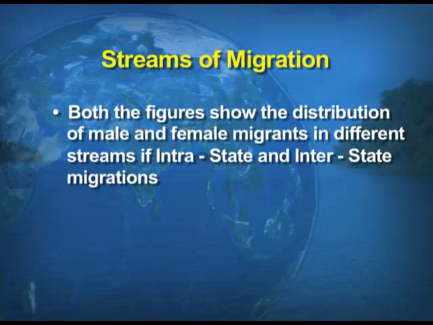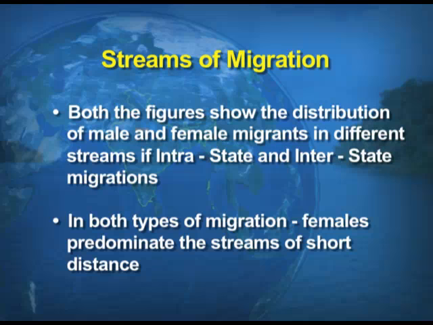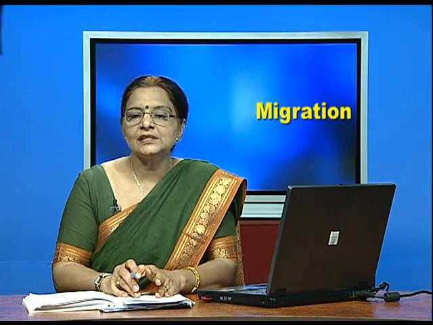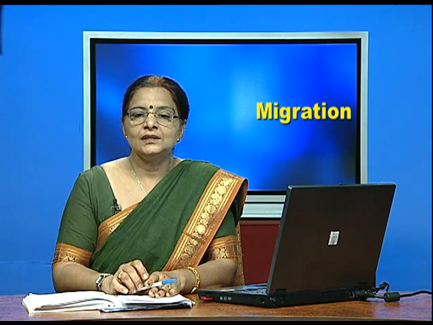Now, both the figures, as you have seen in the visuals, show the distribution of male and female migrants in the different streams of intrastate and interstate migration. And children, I have made it clear to you what is intrastate, that is within the state, and interstate is from one state to another state. In layman's language, intrastate can be termed as short distance migration and interstate can be termed as long distance migration. In both types of migration, the females predominate the stream of short distance.